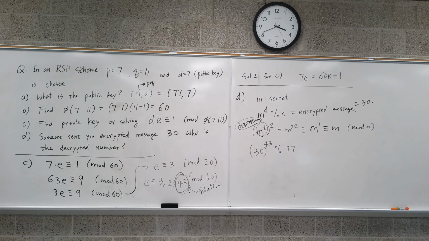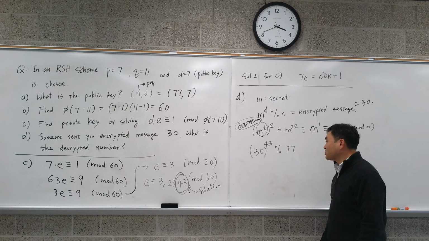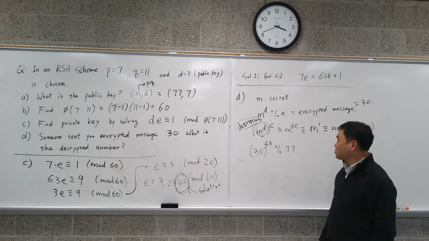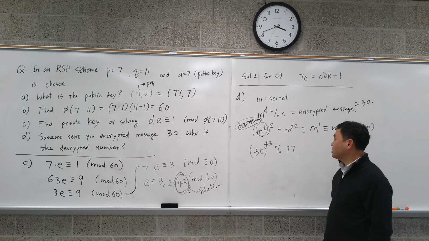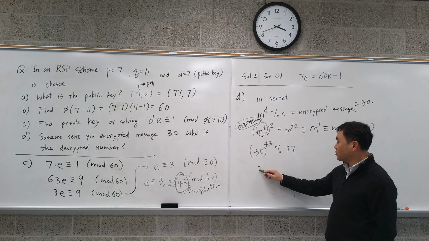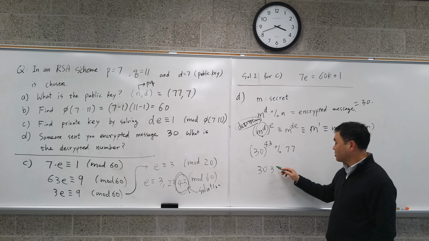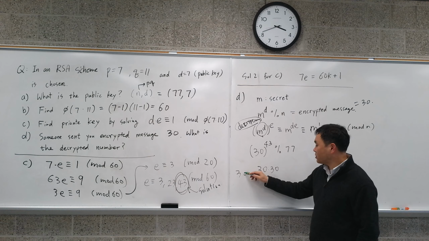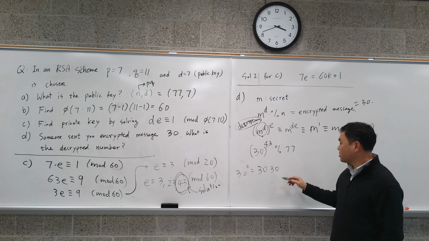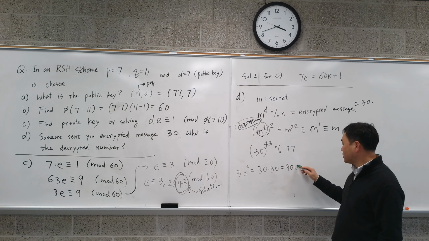Yeah, this is not so pleasant because it's a huge exponent. But let's just do 2 of them, 30 times 30. So what is 30 squared? 30 times 30, which is 900.